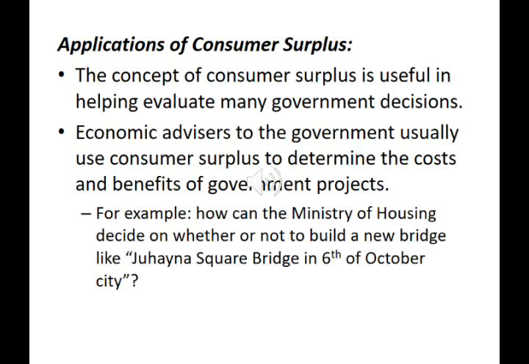Let's think of a recent example, the Juhayna Square Bridge in 6th of October city. If some of you have been to this area before, منطقة 6 أكتوبر عند ميدان جهينة, this had horrible traffic for a long time, and people used to stay in cars for like 15 to 20 minutes every day in the rush hour. So the government was thinking of building a new bridge in this area in order to overcome this high traffic.